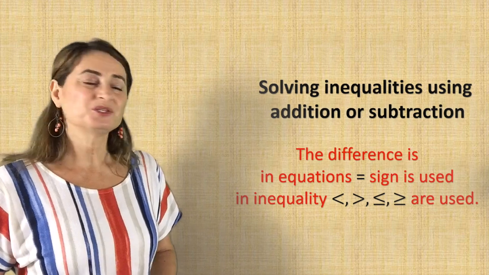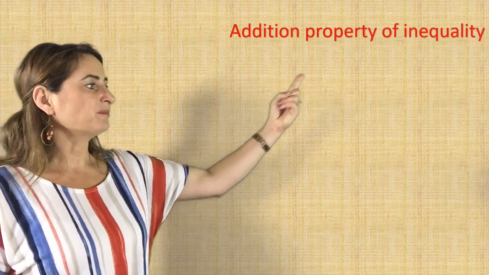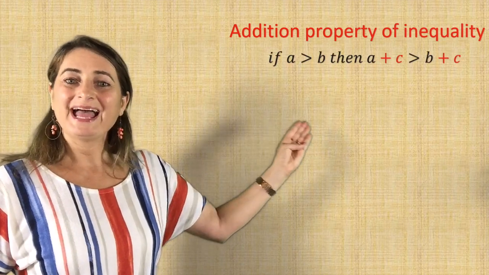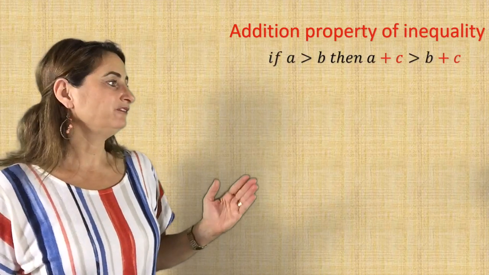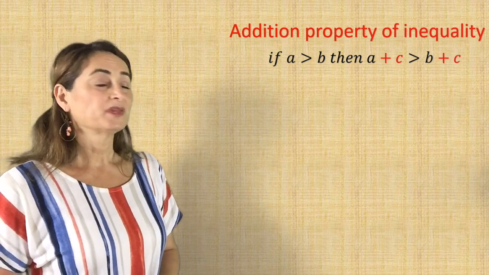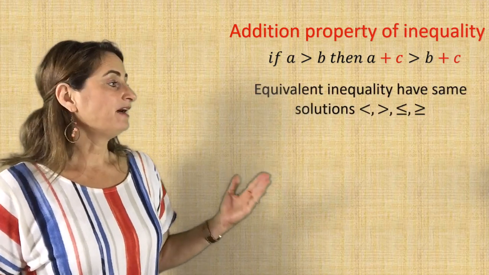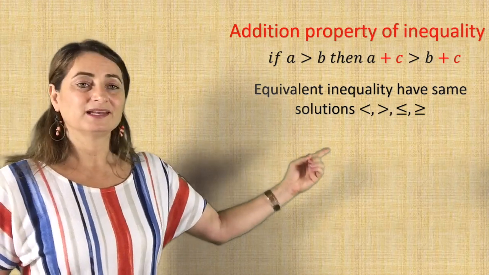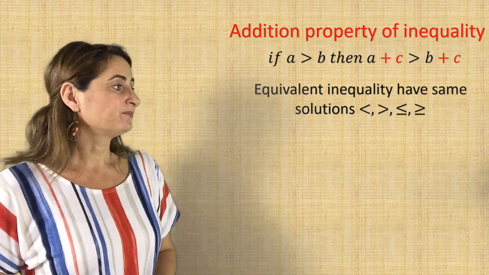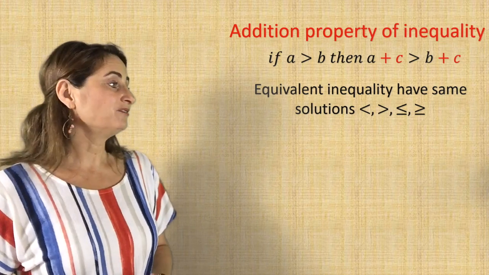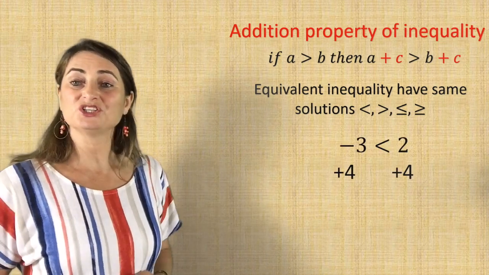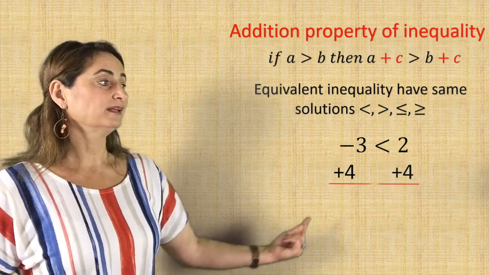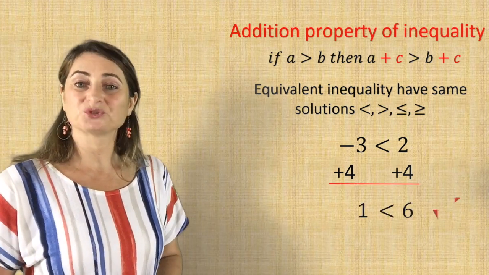The first property we will talk about is the addition property of inequality. If A is more than B, then adding C to both sides will give you an equivalent inequality. Equivalent inequalities have the same solution, and that works for less than, more than, less than or equal, or more than or equal. For example, if you have -3 less than 2, then adding 4 to both sides will give you 1 less than 6, and that is a true statement.